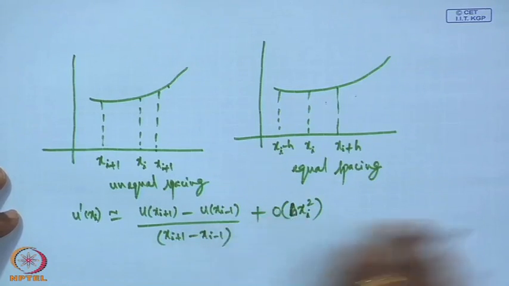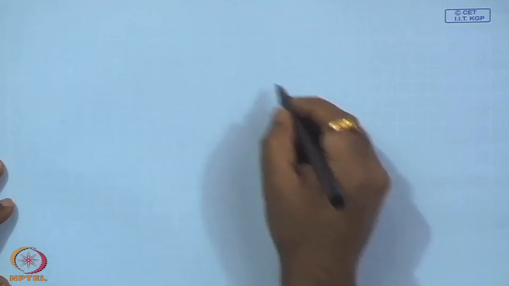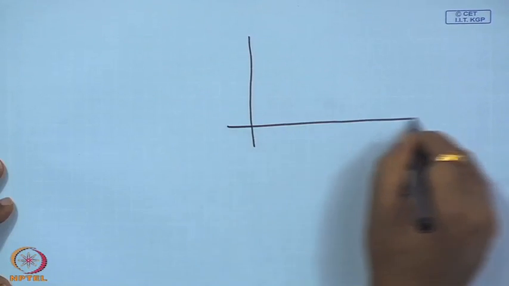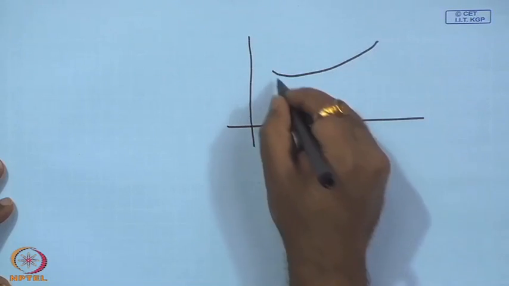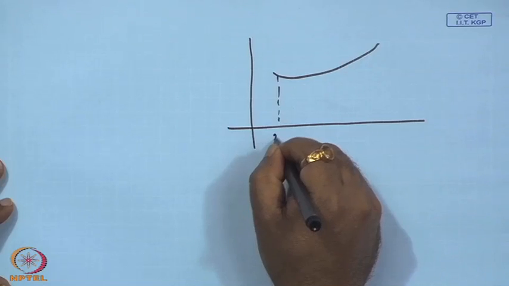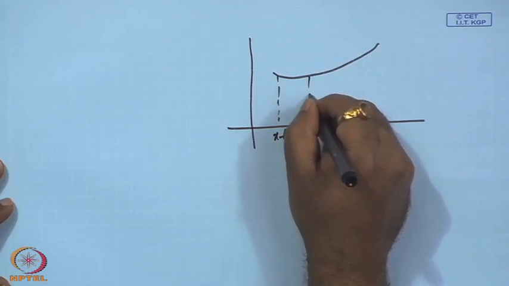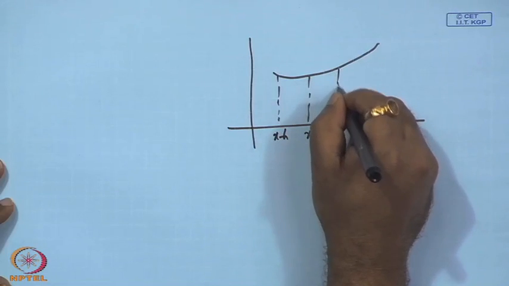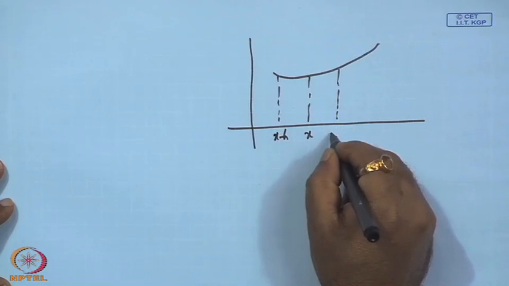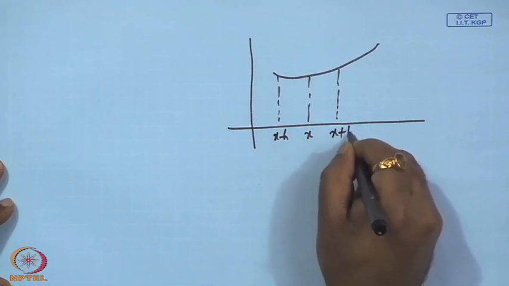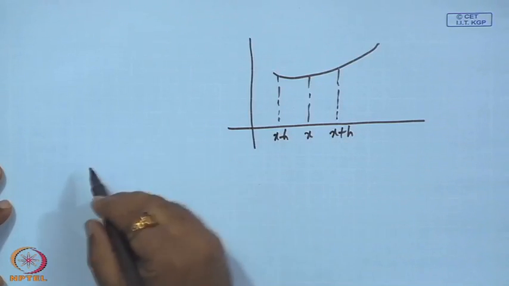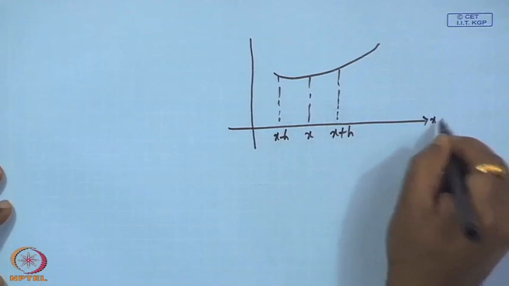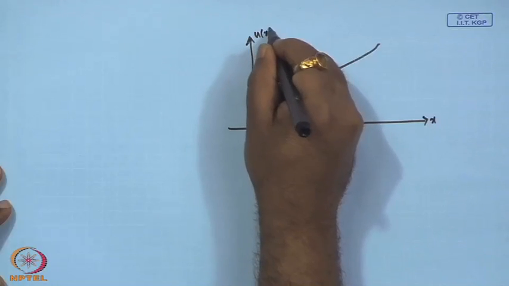Okay. So, now let us see how the general approximations are done for first derivatives etcetera. Okay. So, again let me consider this. Generally we consider equispacing for simplicity. However, for more complex problems one has to go with unequal spacing. Okay. So, now this is x, this is u.